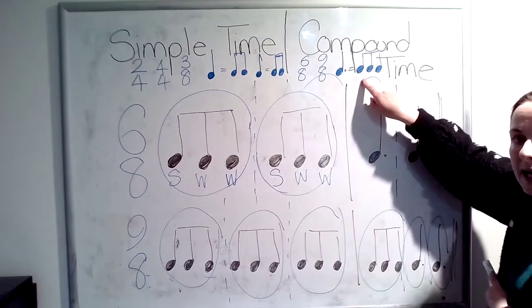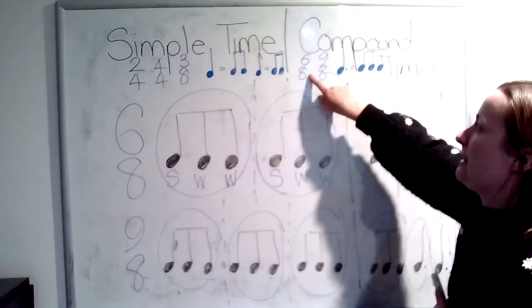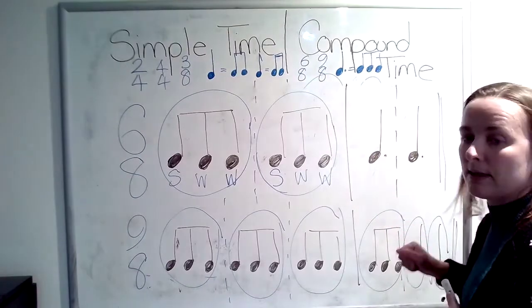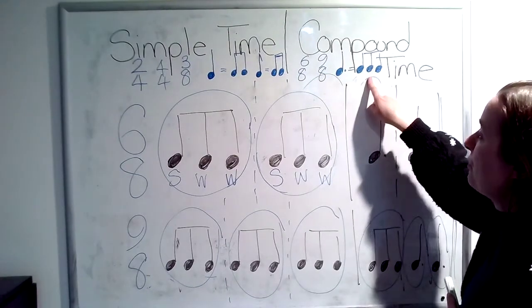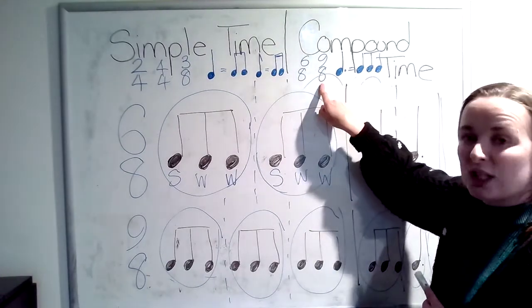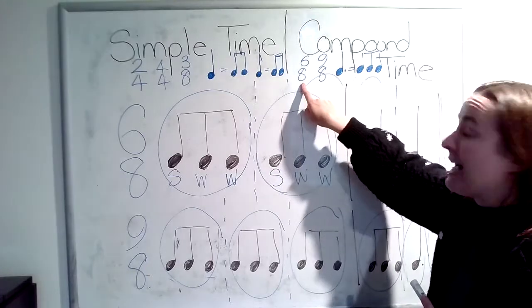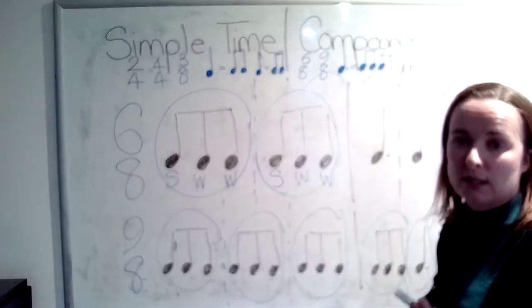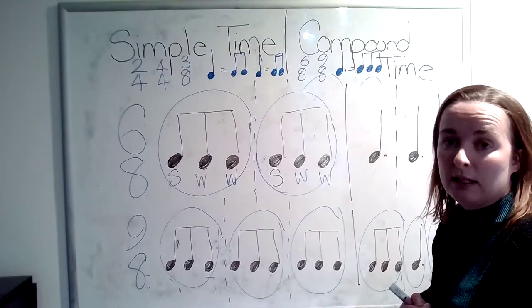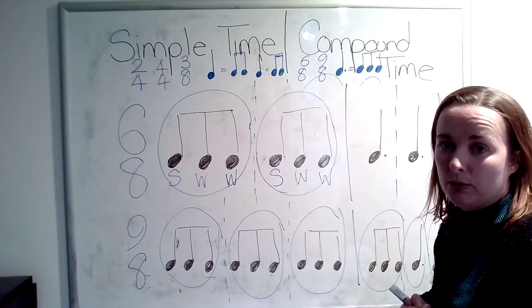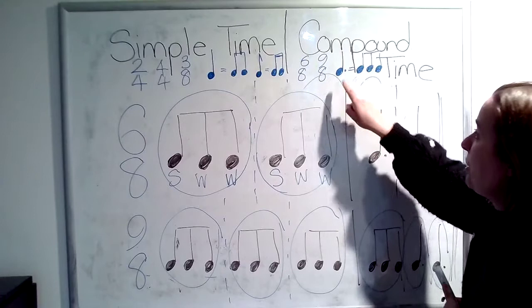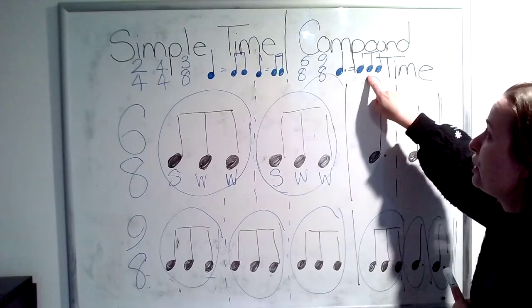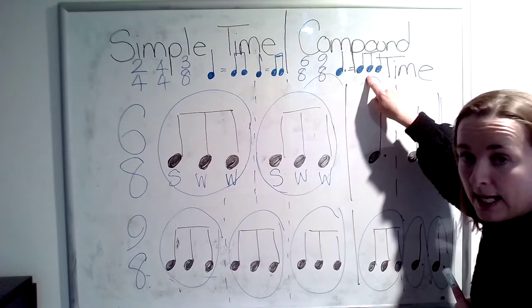In compound time, my examples are 6/8 and 9/8. So compound time is when the pulse can be divided into 3. So we're not going to actually have the pulse as quaver beats in these time signatures because we would have too many strong beats in the bar. It would get a bit ridiculous. So the pulse is going to be a dotted crotchet, and that dotted crotchet can be divided into 3.